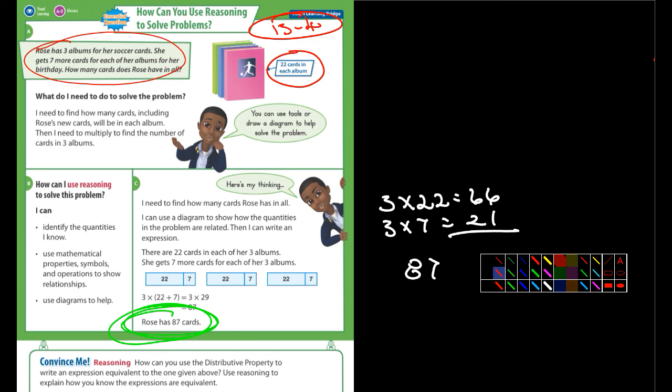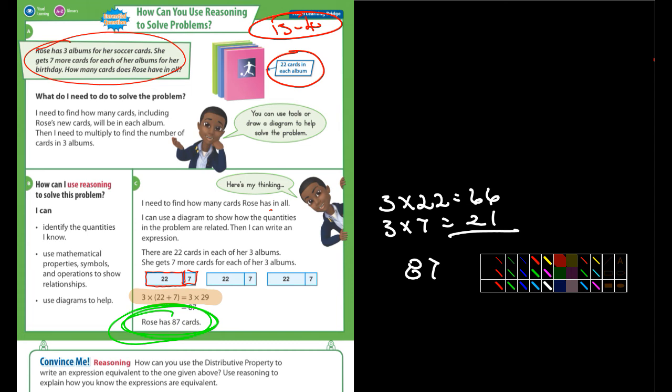Let's see, you need to find out how many cards Rose has in all. You can use a diagram. And they set that up here. There's 22 cards in each of her albums. And so they did a little block diagram here. This represents 22 and this represents 7. And of course they did 3 of them. And it'd be 3 times. And I kind of blocked that out there, but you can see it right here. 3 times 22 plus 7 equals, what's 22 plus 7? That's 29. What's 3 times 29? And of course it is 87. So that's how you would do this one.